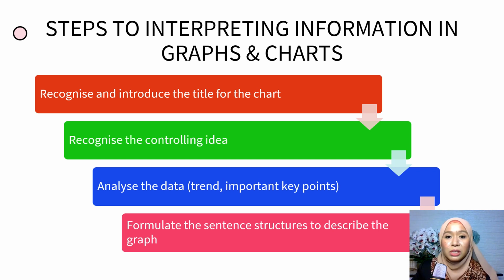Then you need to skim the chart. And when you're skimming, look at the chart and identify what is the suitable title for the chart. What's the controlling idea or the main point of the chart? For example, the age of student.